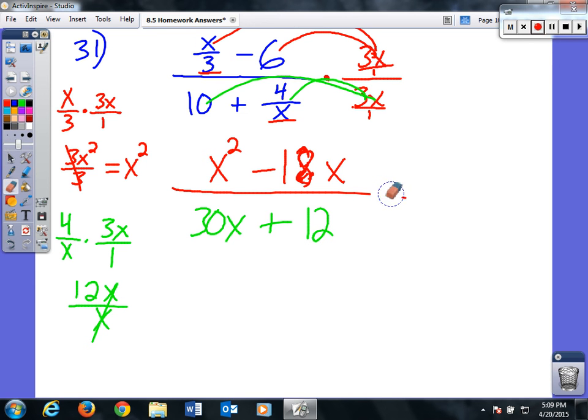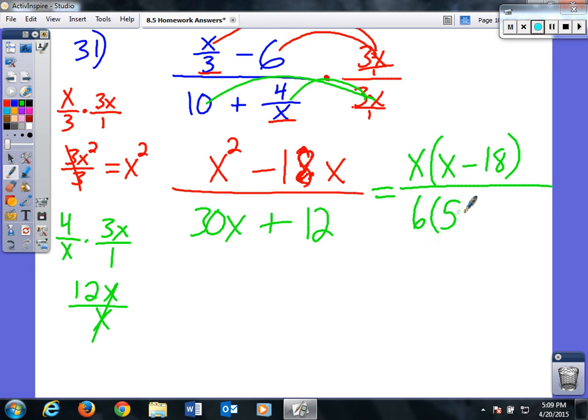Now we have just a regular fraction without a fraction in the fraction, so this is going to be much easier to deal with. Let's try to factor the top and bottom here as far as we can. On the top, the best we can do is factor out an x. Then on the bottom, we should be able to factor out a 6. So 30 divided by 6 is 5, and 12 divided by 6 is 2. Nothing to cancel here, so this is as far as we can go.